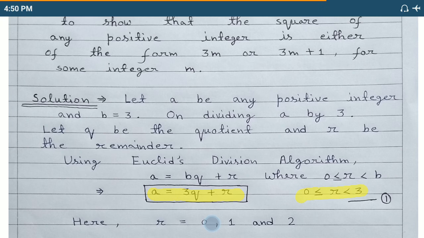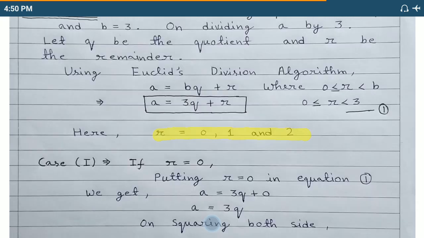It means it will be less than 3. So the remainder comes out 0, 1 and 2. So now what can be our possible values of a? a can be equal to 3q plus 0, or a can be equal to 3q plus 1, or a can be equal to 3q plus 2.